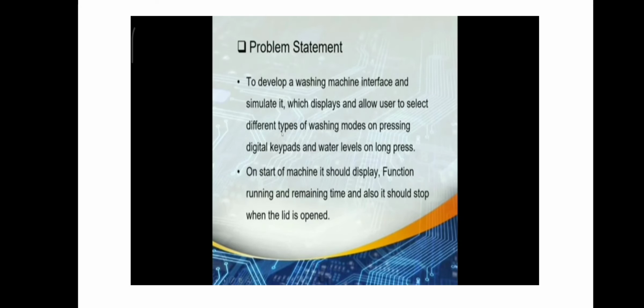And in this project, we have been assigned a specific problem statement, like what we have to do. In this project, we have to develop a washing machine interface and simulate it, which displays and allows the user to select different types of washing modes on pressing a digital keypad, and water levels on long press. On start of the machine, it should display the function running and remaining time, and it should also stop when the lid is opened.